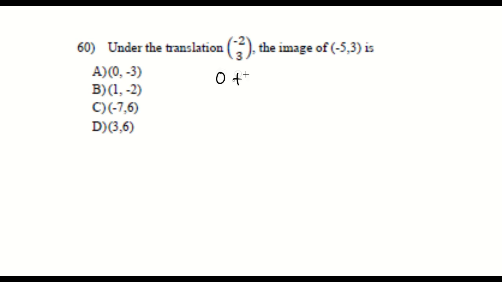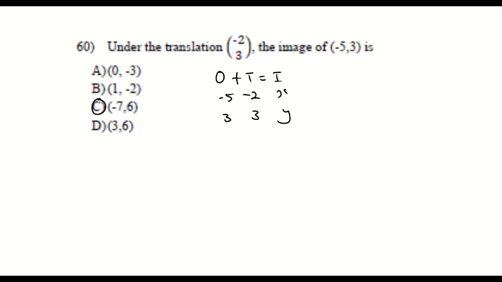Again, your object plus your translation is equal to the image. We know the object is negative 5, 3, the translation is negative 2, 3, and you want x, y. X would be negative 5 plus negative 2, which is negative 7. 3 plus 3 is equal to 6, so the answer would be negative 7, 6. Right, and that is the end of January 2025.